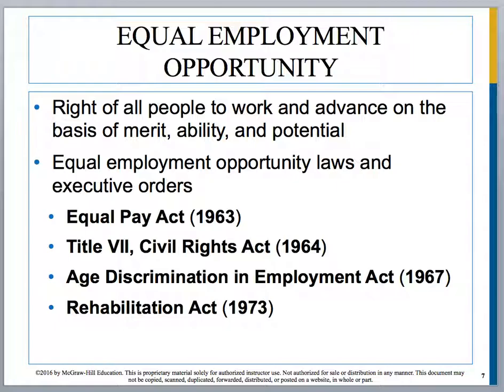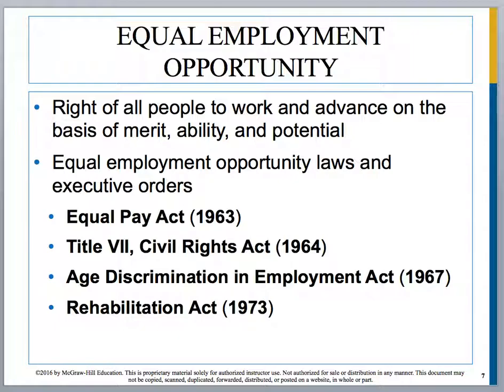So we talk about equal employment opportunity, but what exactly does that mean? It refers to the right of all people to work and to advance on the basis of their merit, their ability, and their potential. That's what it means to have equal employment opportunity. In 1963, we first started with an Equal Pay Act. And some of the employment opportunity laws and executive orders that have unfolded since, we still have enforced or have modified or made better sense of over the years.